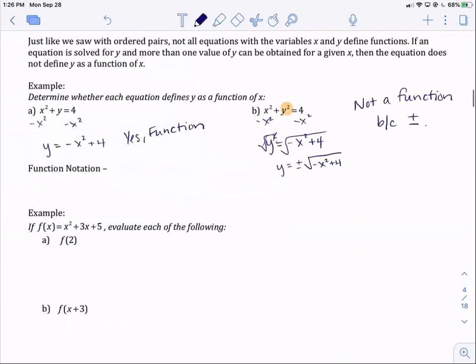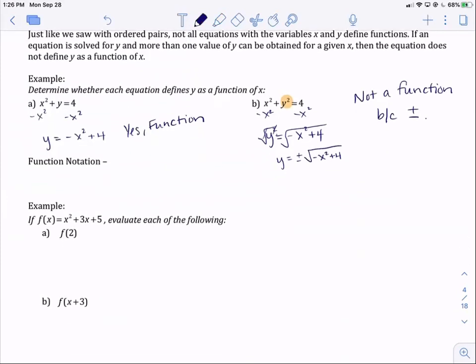Function notation, we're going to change the y and make it f of x. And these are not formal definitions at all. So it means the same thing. F of x, right? X is your input value. F of x is just your y value.